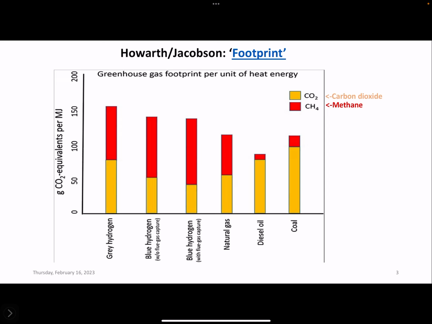So if you look at this example here, the yellow represents the CO2 produced in each of the areas. And there is some capture, for instance, for the second one there, so that it doesn't all go into the atmosphere. And that's a good thing. But that's not enough to describe the impact of the production of hydrogen.